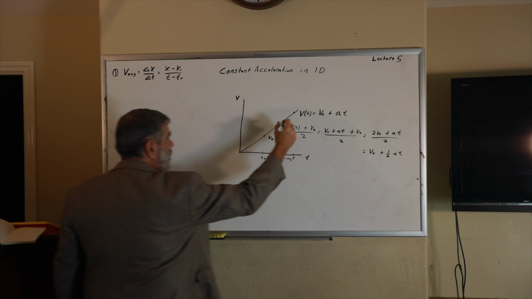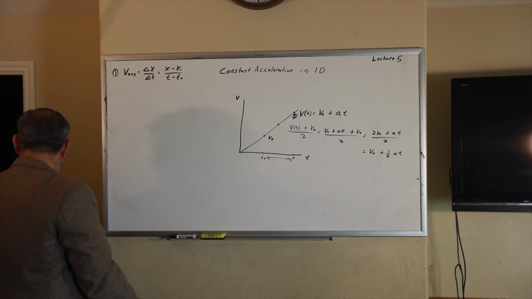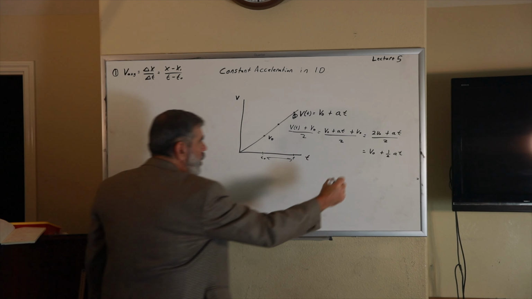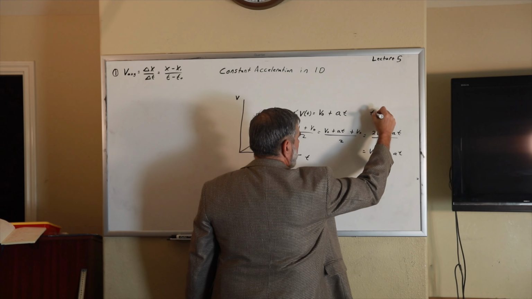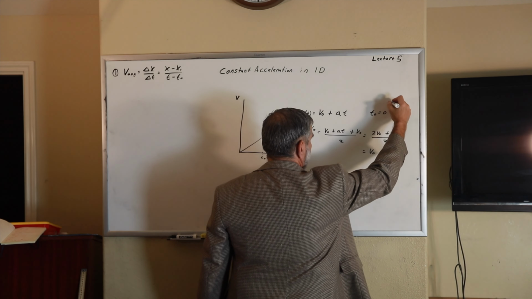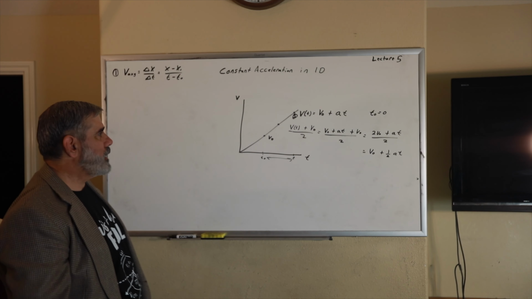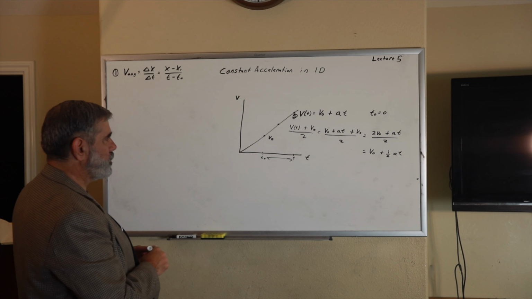I'm going to write this equation and call it equation 2. And I'm going to note here that t naught is equal to 0, right? Therefore, delta t and t are the same thing, because delta t is t minus t naught. If t naught is 0, then delta t is just equal to t.